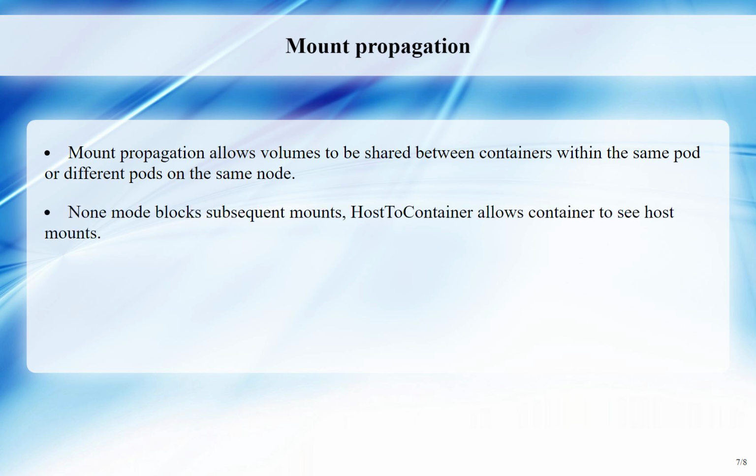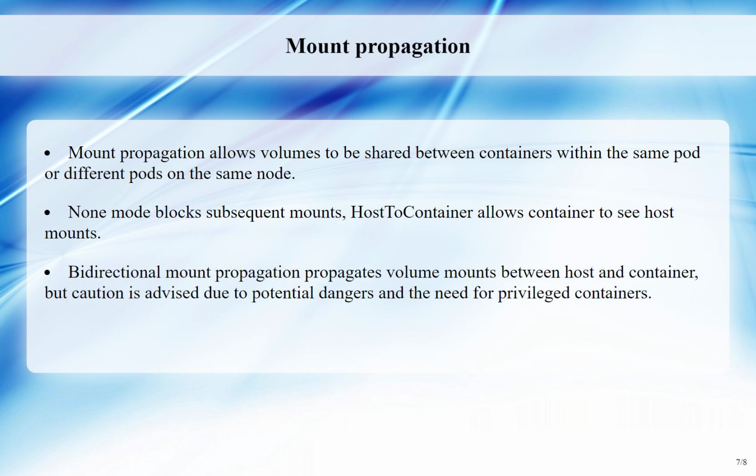In the none mode, the volume mount will not receive any subsequent mounts from the host or the container. The host to container mode allows the container to see any mounts made by the host inside the volume mount. Bidirectional mode behaves the same as host to container, but it also propagates volume mounts created by the container back to the host and other containers of all pods using the same volume.